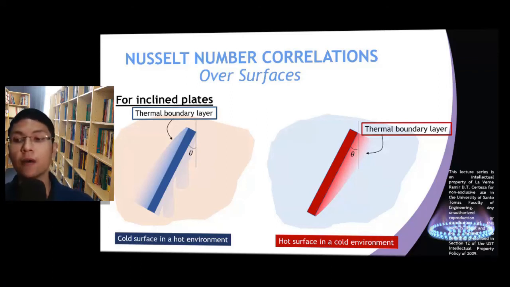Now let's look at how air moves at the upper surface of the plate. After the cold air moves towards the surface, it becomes lighter due to the increase in its temperature. But instead of sliding up the plate, it will just move vertically upwards because of buoyancy. Therefore, there is no opportunity for a thermal boundary layer to form at the upper surface of a hot inclined plate placed in a cold environment.